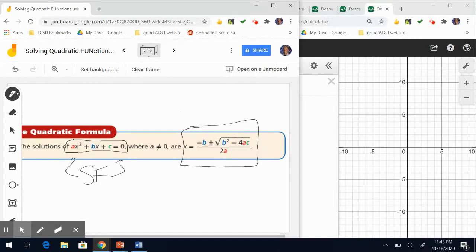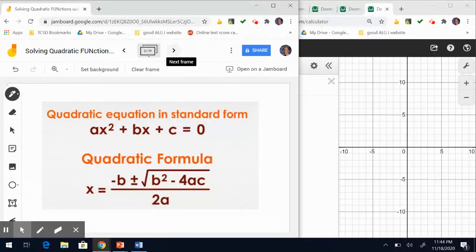So we're going to take the opposite of b plus or minus the square root of b squared minus 4ac all over 2a. Yep, that's the Addams family, okay? So it's the opposite of b plus or minus the square root of b squared minus 4ac all over 2a.